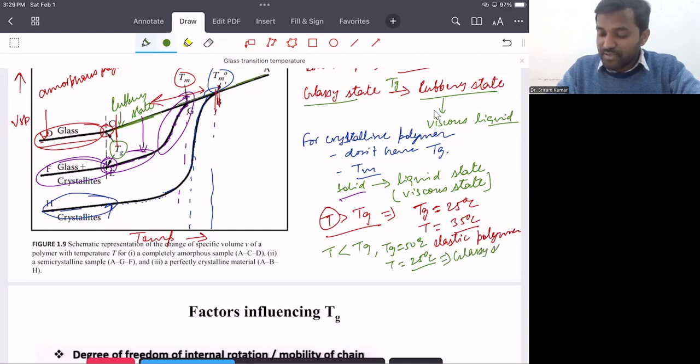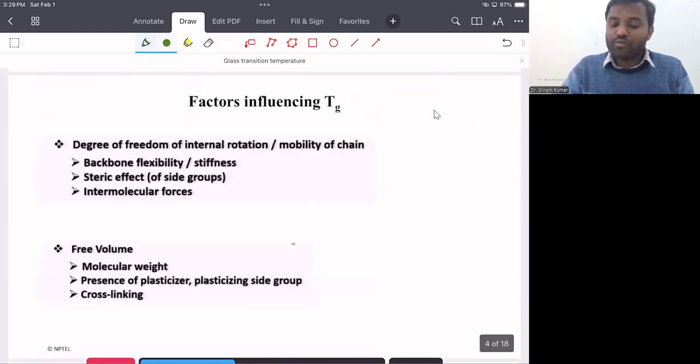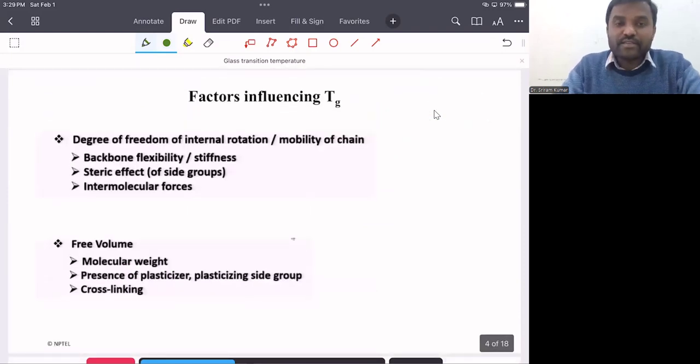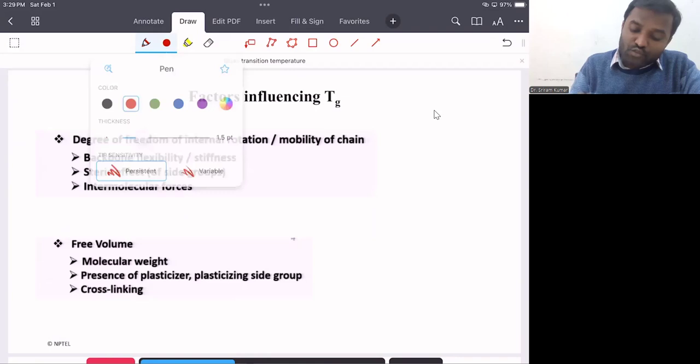Glassy state. And based on this one, we will understand what the mechanical properties of this polymer are. So based on these two factors, we will control the mechanical properties of the polymer. Now let's understand what the factors are which affect glass transition temperature. Glass transition temperature can be changed by manipulating two factors.